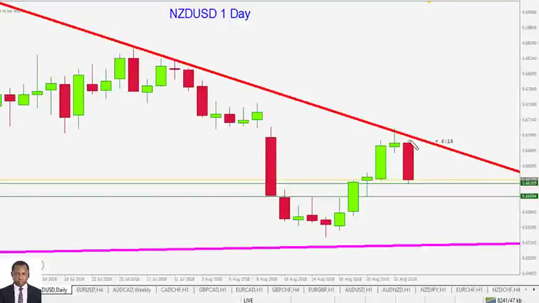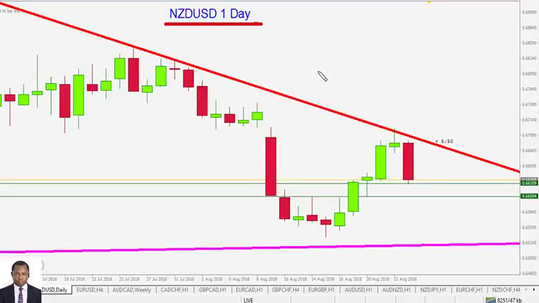It would have been better if we had seen a small red candle around there. That would have been very good for us to click on our sell button. But the red candle went too far. And this is a risky zone for you to click on your sell button in the New Zealand dollar against the American dollar.